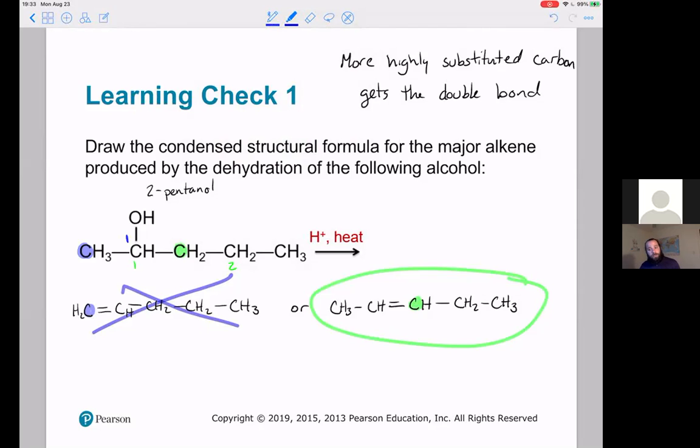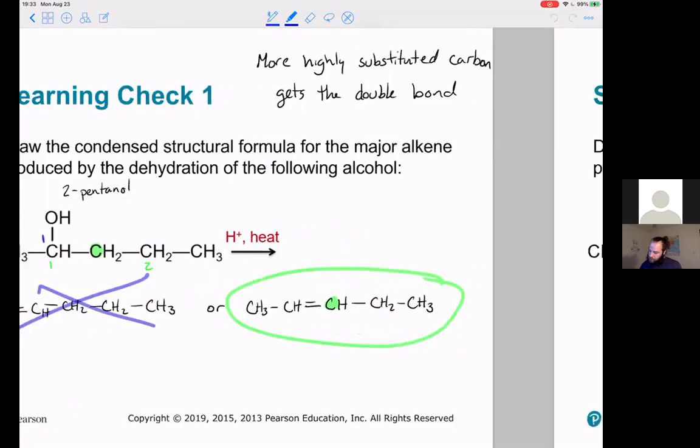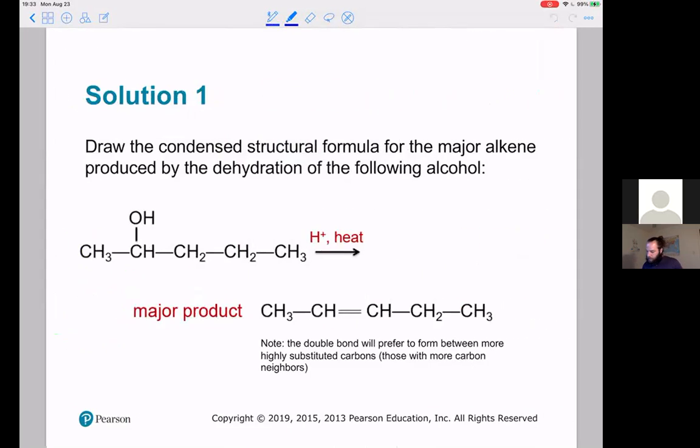Something very similar to what we saw when we were talking about the hydration reactions. There was a preference for where the OH group went. Here, there's a preference for which carbon gets the double bond. Okay, so yes, this would be the major product. And again, that double bond is going to form between the carbon that originally contained the hydroxyl group and the more highly substituted neighbor.